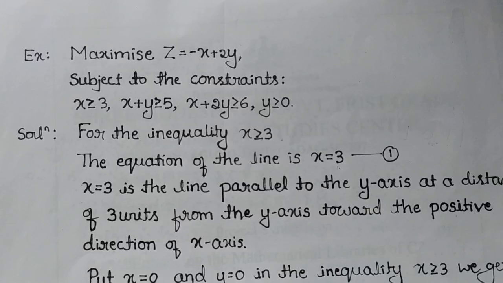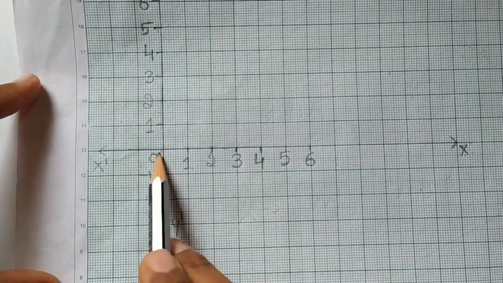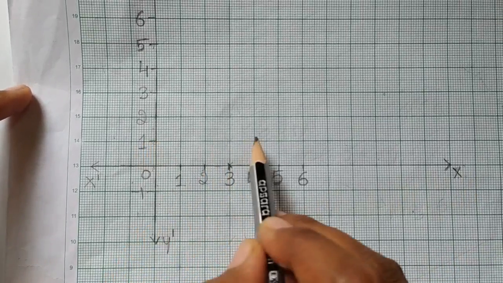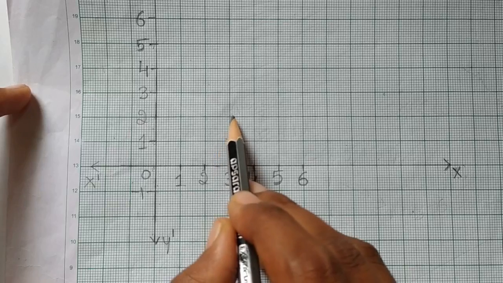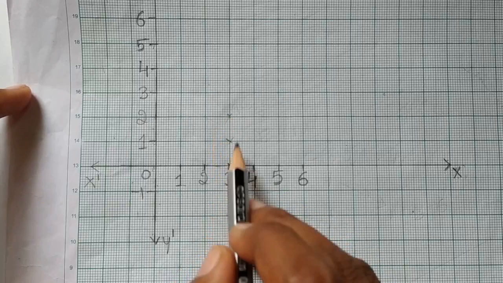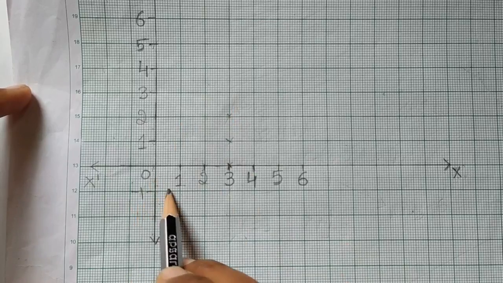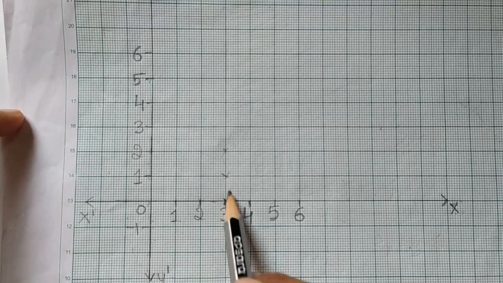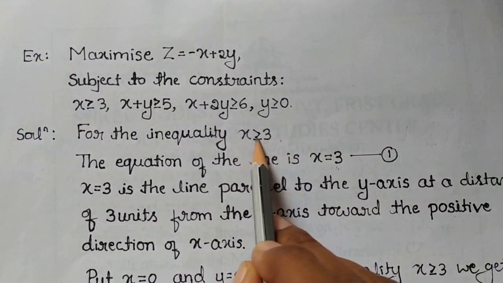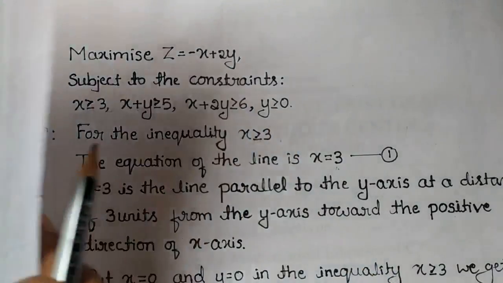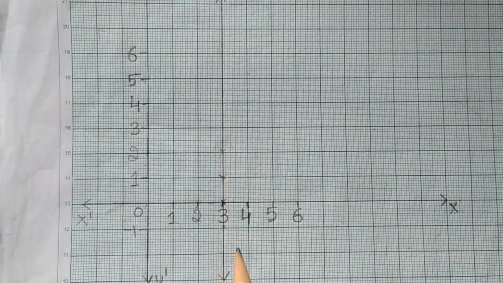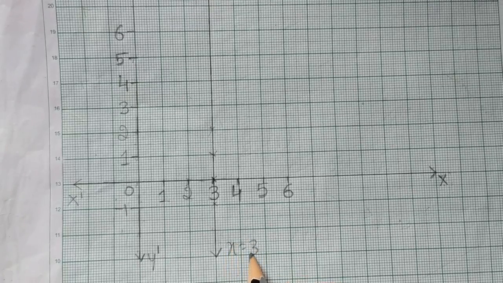Look at the graph. If y is 0, x will be 3. If y is 1, again x remains the same. If y is 2, then also it will not change, x will be 3. If y is negative, that is minus 1, then also the value of x is 3. Now I will draw the line passing through these points. Also, in the inequality we have the equality sign, so I draw a solid line passing through these points.